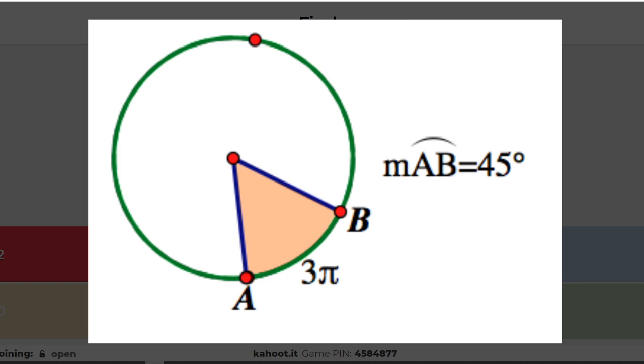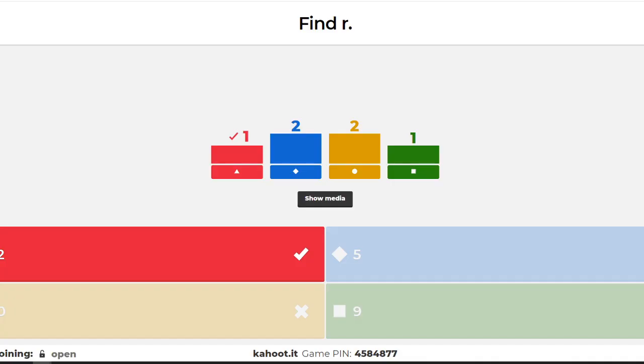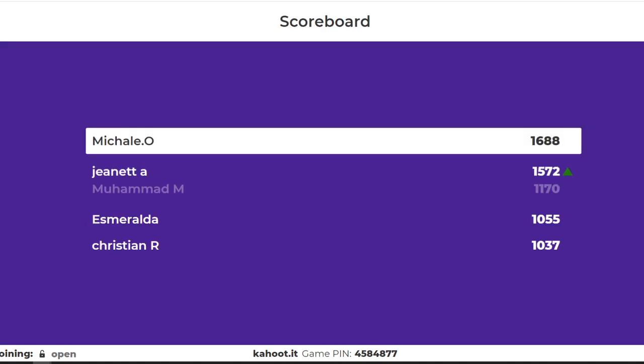What is the radius equal to? It starts with T and ends with 12. 12. Good, thank you. One person got that. It was my girl Jeanette. Yeah. She's coming for you, Mikhail.